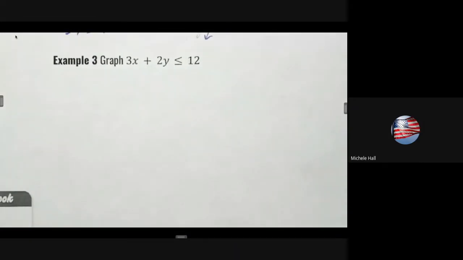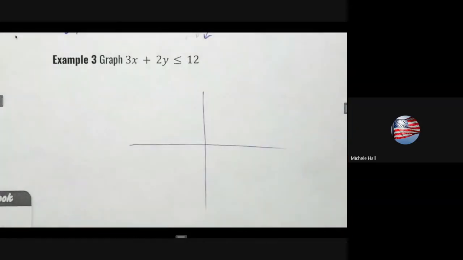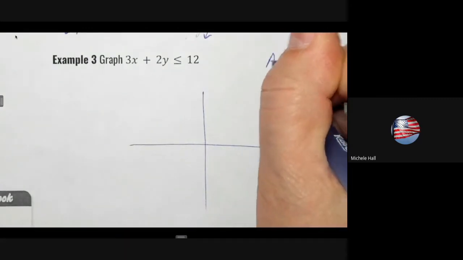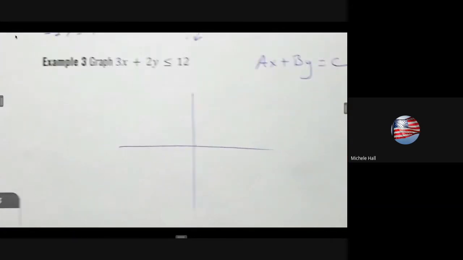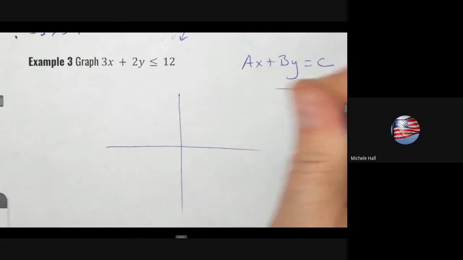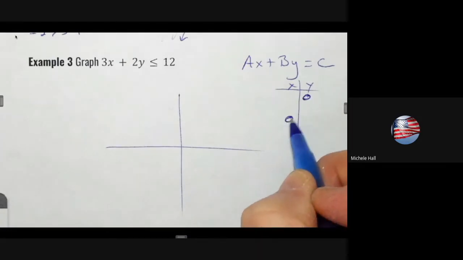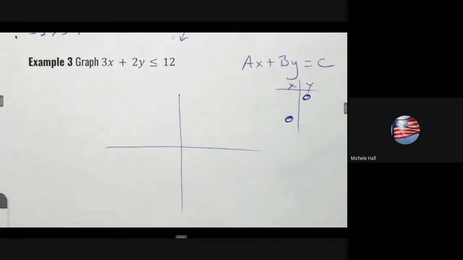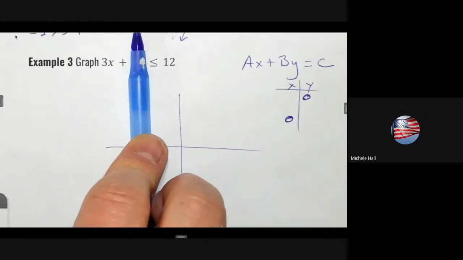Okay, here we go. We have standard form. And we know that when it's in standard form, we can use the intercepts to graph. We can let y equal 0, and that will give us the x-intercept. We can let x equal 0, and that'll give us the y-intercept. When y is 0, that means 2 times 0 is 0. That piece goes away. It says 3x is less than or equal to 12. So what's x going to equal?